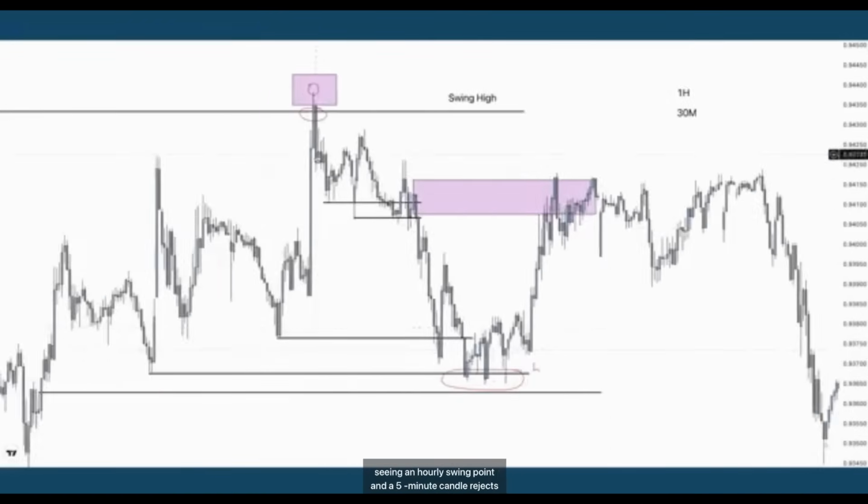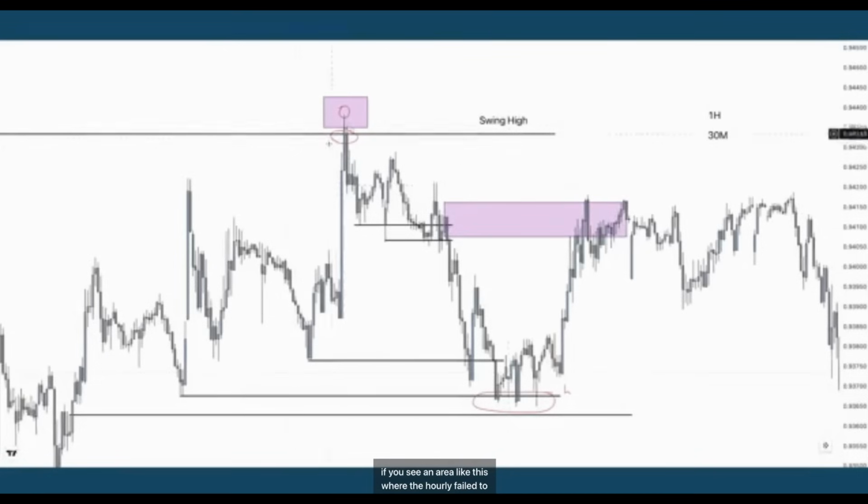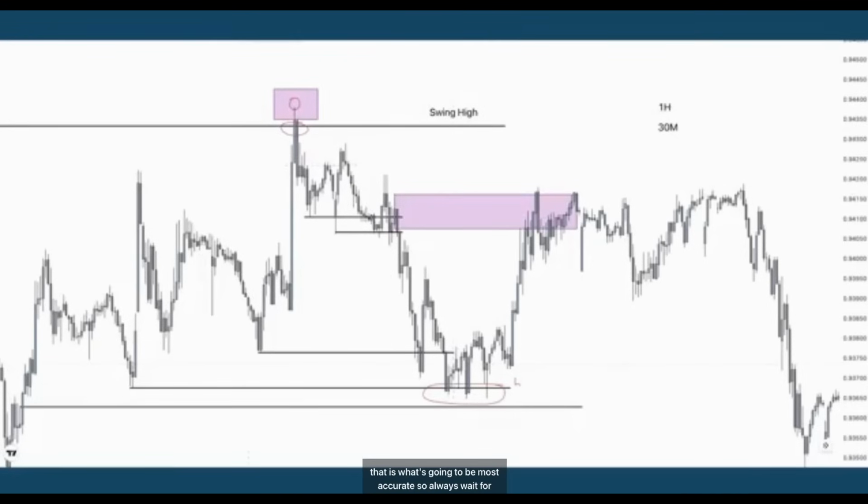If you're seeing an hourly swing point and a 5-minute candle rejects, don't worry about that too much because you might get another 5-minute candle that ends up closing the hourly bullish. But if you see an area like this where the hourly failed to close above, but a lower time frame did close above, trust the higher time frame because that is where you found your setup. That is what's going to be most accurate.